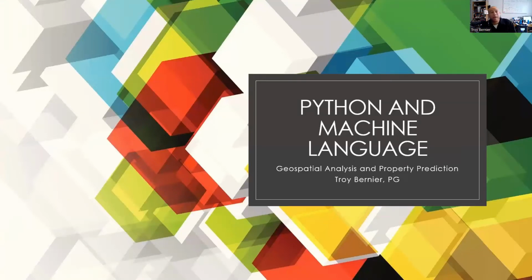Okay, we're going to talk about Python, machine language, and geospatial. We've got a couple exercises here. First exercise is going to be on map generation and geospatial analysis. And a second exercise is going to be on real estate. Simply put, real estate. This is a geospatial analysis, but we're going to be using a real estate database in Miami, South Florida. So let's get it started.